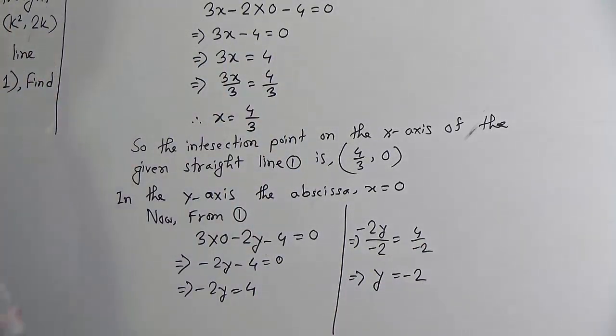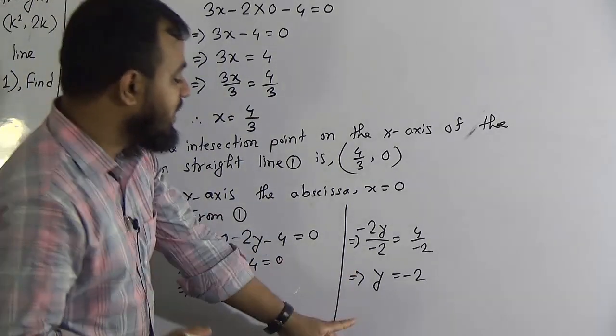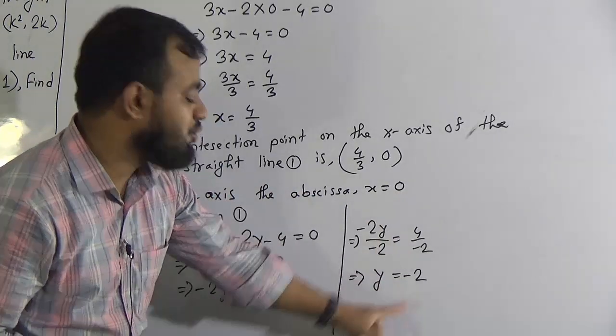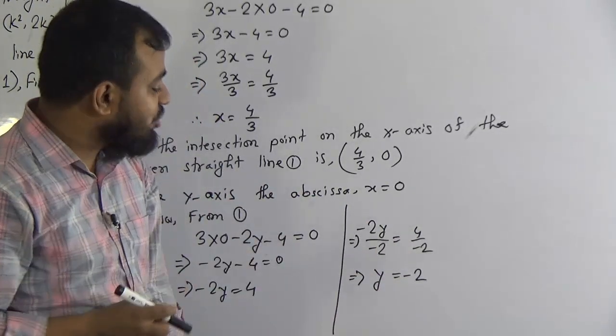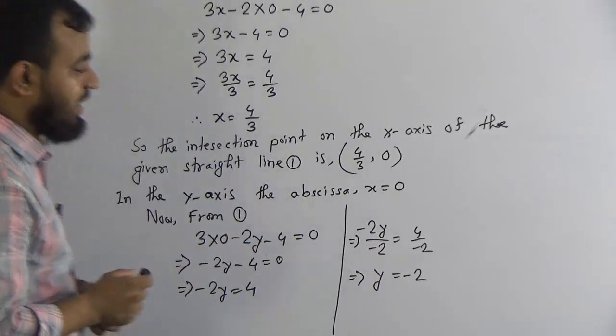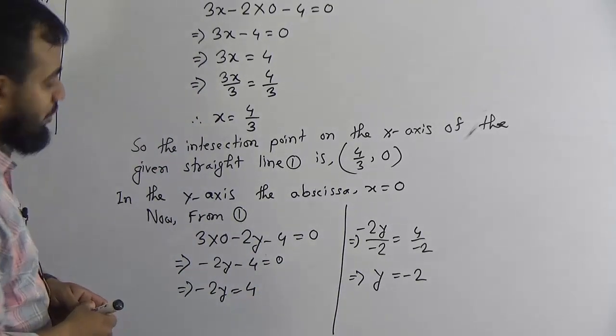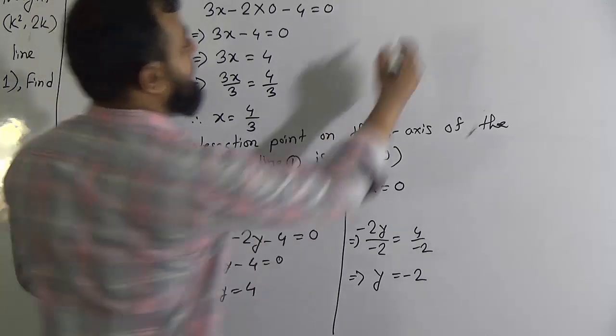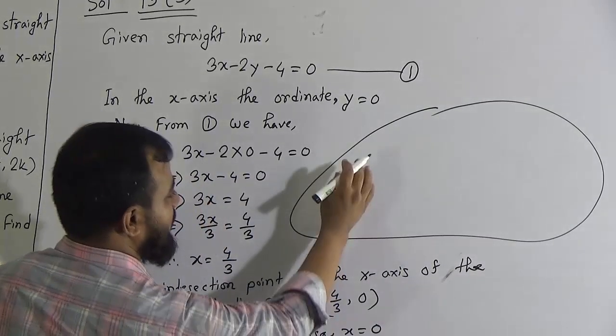Okay, so the intersection point on the y-axis will be what? On the y-axis the abscissa is 0 and the ordinate is minus 2. So (0, minus 2) will be the intersection point on the y-axis, and I am going to write down the line in here. Okay, there is some gap, I will write it down here.